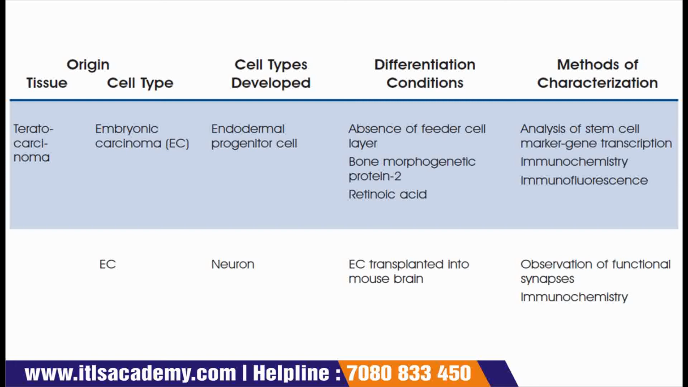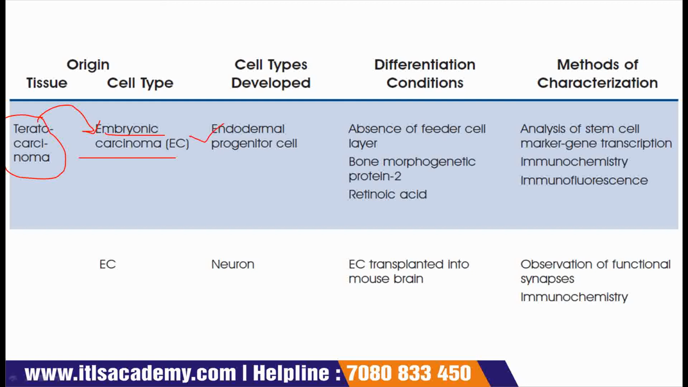Coming to the next type, the origin tissue is teratocarcinoma. Carcinoma is a word that is mainly used for a type of cancer. So the cell type that would be developed from this teratocarcinoma is embryonic carcinoma. This embryonic carcinoma will develop into endodermal progenitor cell.